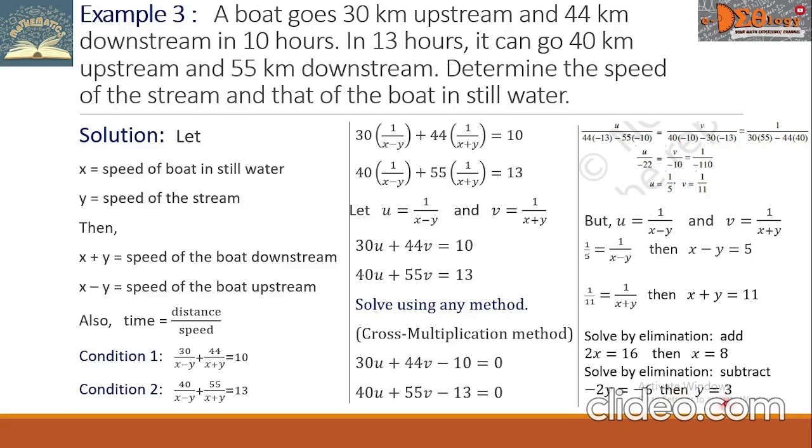So we have now the values of x equals 8 and y equals 3. But for the unit of measurement, remember that both x and y are the speeds of the boat and the stream respectively. So this 8 will be kilometers per hour, and also the 3 is kilometers per hour.